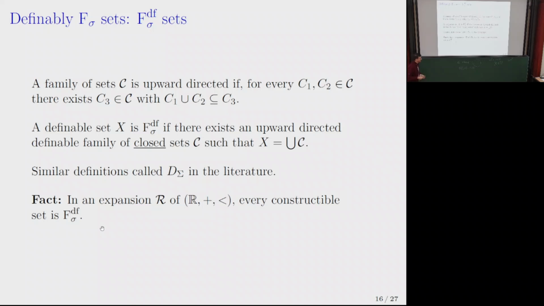The reason I'm explaining this is because this is the only reason that we need addition in this whole proof. To construct this you need addition. If you just have the order, you can't. But it's because of this that we can argue that constructible sets are F sigma.